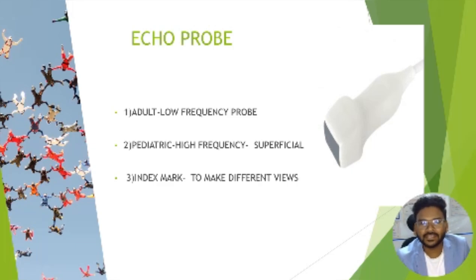So first we will discuss the probe, that is, the echo probe. In adults we use a low frequency probe, and in pediatrics we use a high frequency probe, as the cardiac system, that is the heart, in pediatrics is superficial. An important thing about the probe is that we have an index mark, and we use the index mark in 2D echocardiography to make different views, and the position of the index mark is very important while doing 2D echocardiography.